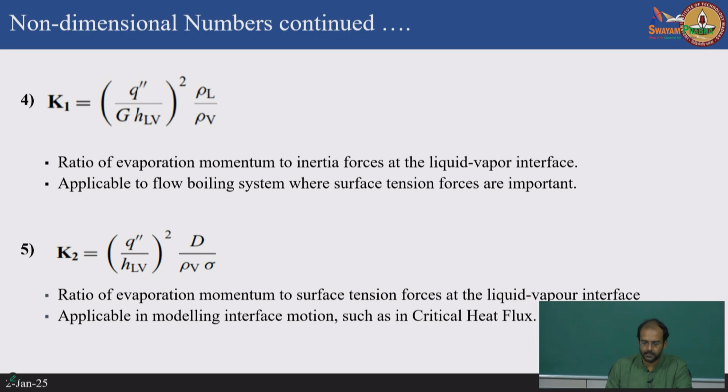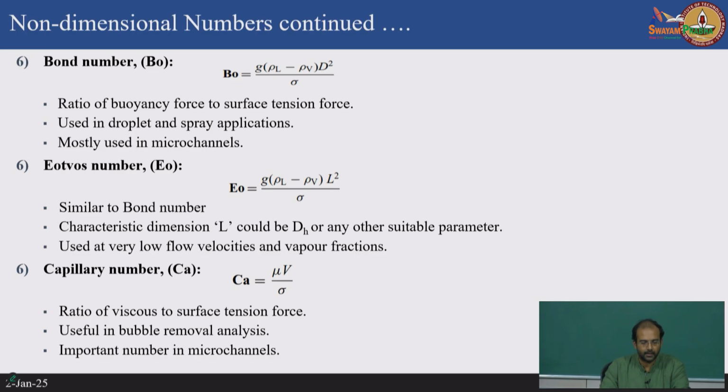These are a couple of numbers which are not very significant, but sometimes may be useful to understand the regimes. But the more important numbers, I think this is 6, 7 and 8, are the bond numbers. The bond number is basically the ratio of the buoyancy force to surface tension force, which is important in two phase flows, especially when you are studying two phase flows in small channels.